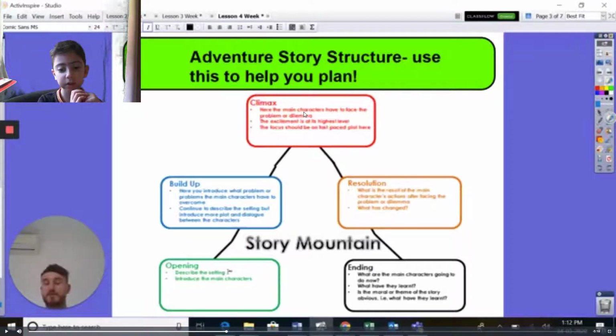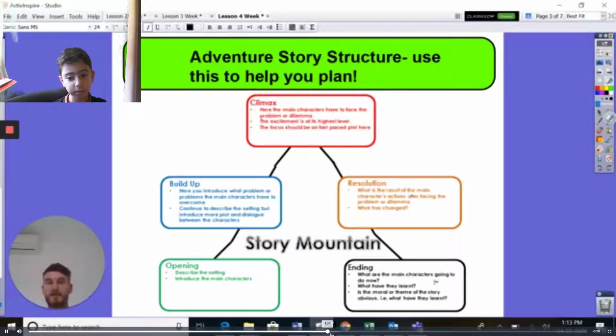Are the main characters going to do something? What are they going to do? Is there any more? Are the characters going to do good? What have they learned? Is there a moral or theme to the story? Is the moral or theme to the story obvious? What have they learned? What's changed?